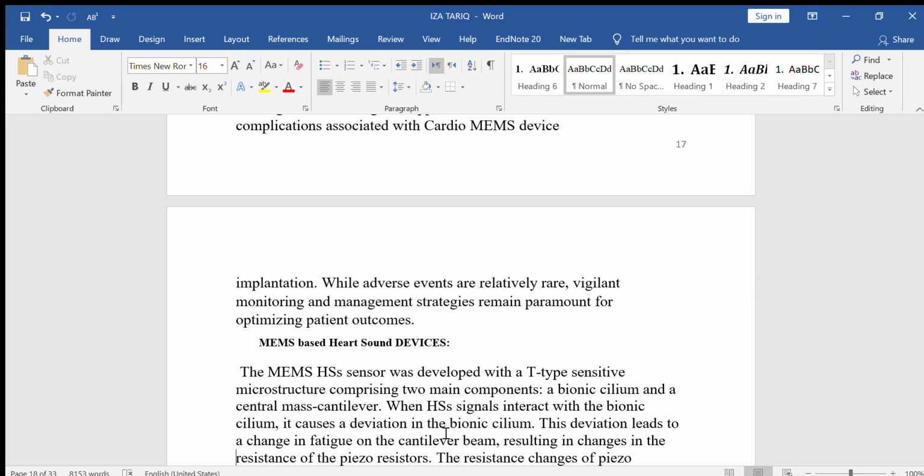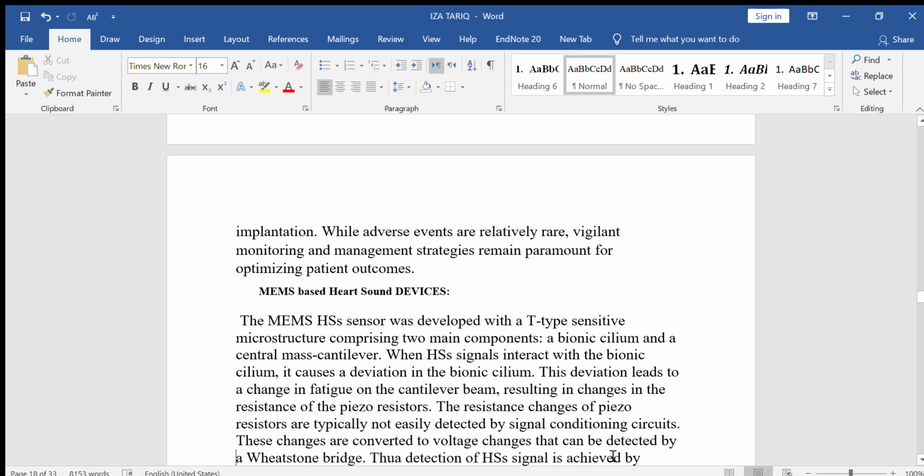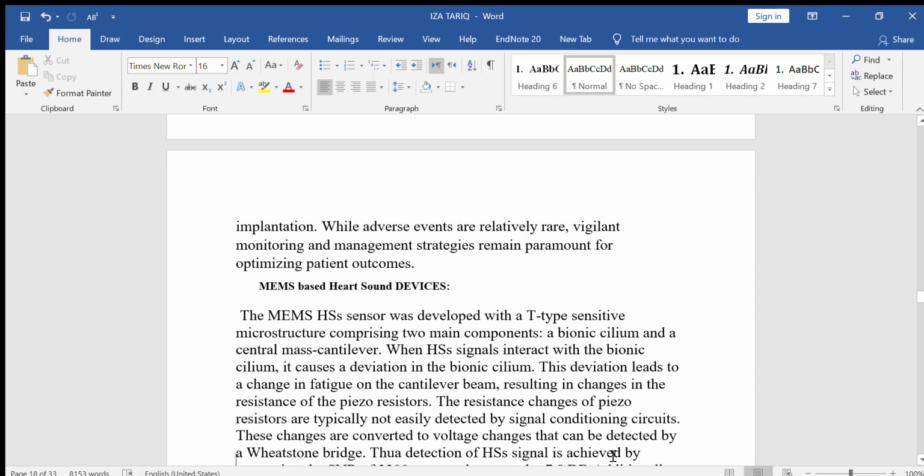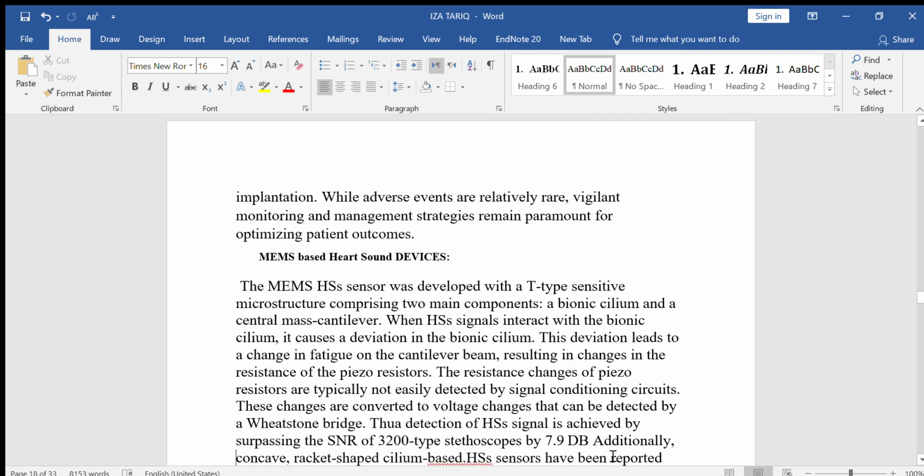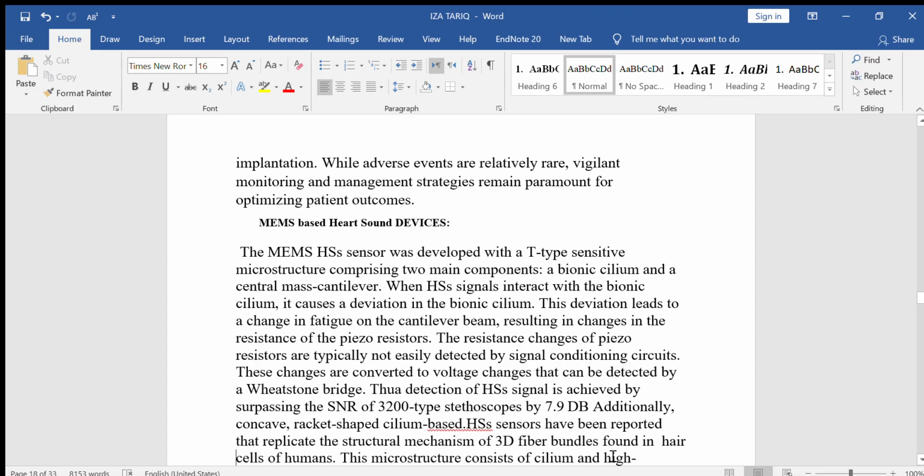It means when the signals interact with the bionic cilium, the deviation causes changes in the piezoresistors. The changes in the piezoresistors are typically not easily detected by signal conditioning circuits. These changes are converted to voltage change that can be detected by a Wheatstone bridge. Thus, detection of heart sound is achieved, with an SNR superior to 3200-type stethoscopes by 7.9 dB.